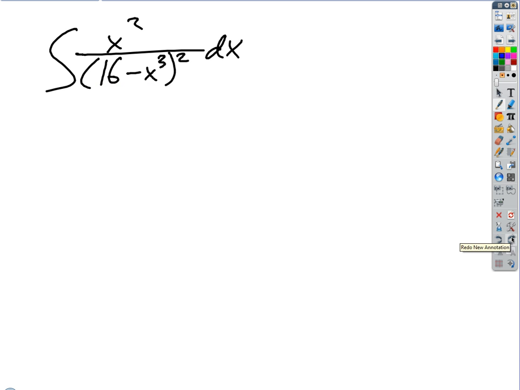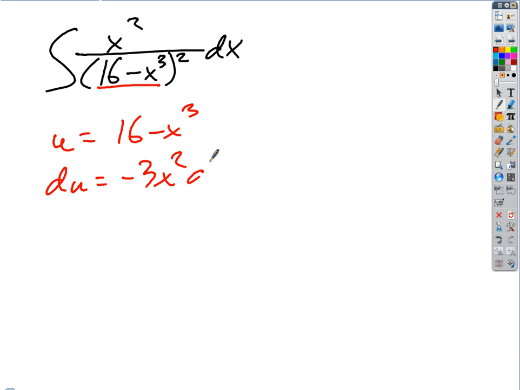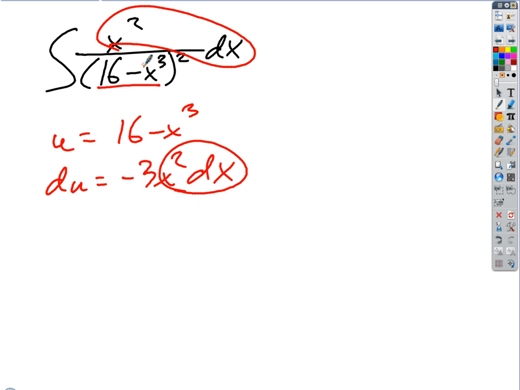Okay, so for this one, we could just say u equals 16 minus x cubed, and that's going to be a good choice, because then du becomes negative 3x squared dx, and that's pretty good, because there's an x squared dx right there. Does that make sense? So that's going to work well. Do you want to finish that, or just want to practice picking the u? Want to finish it?